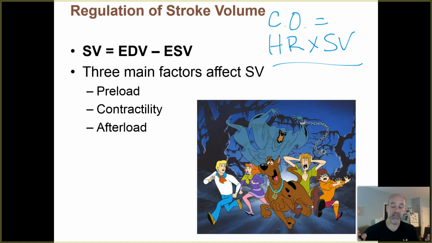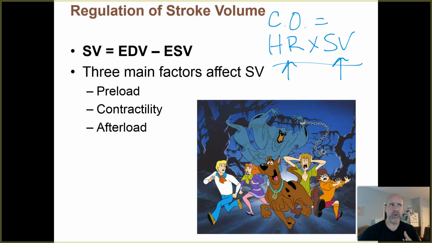So, hopefully this makes sense to you mathematically, if you increase either of those two things, if you increase your heart rate, your cardiac output is going to go up. If you increase your stroke volume, your cardiac output is going to go up. If either of those values or both are higher, your cardiac output will go up. Your cardiac output needs to go up when you're doing things like exercising.